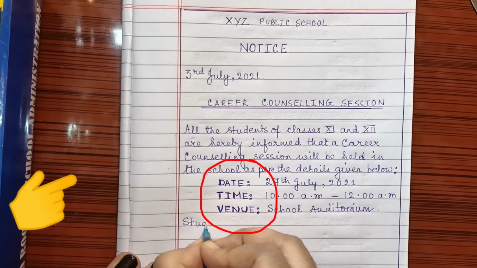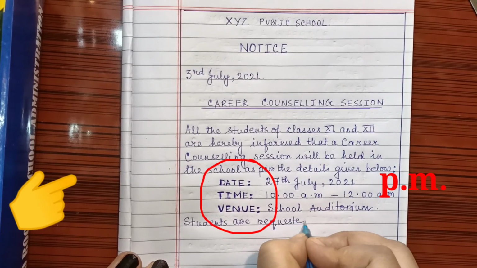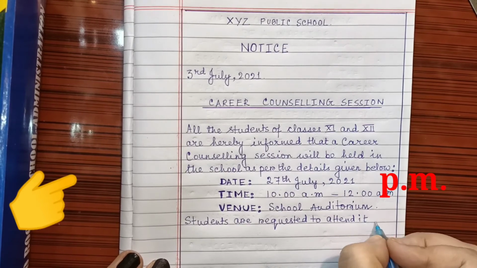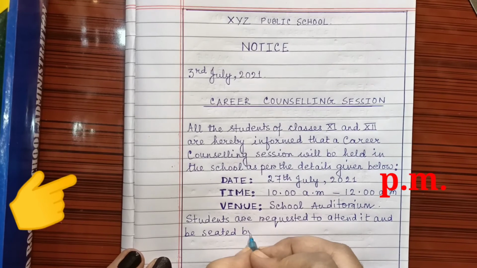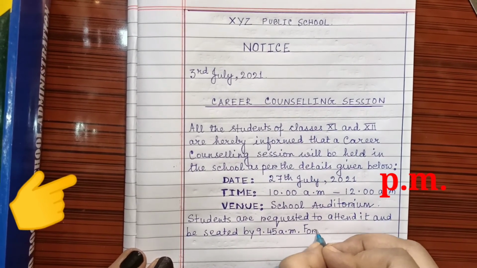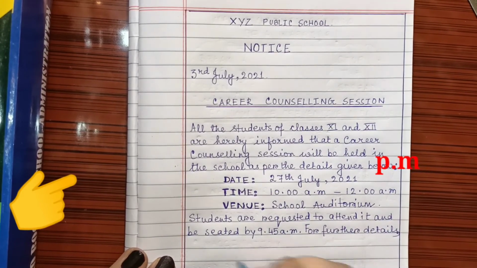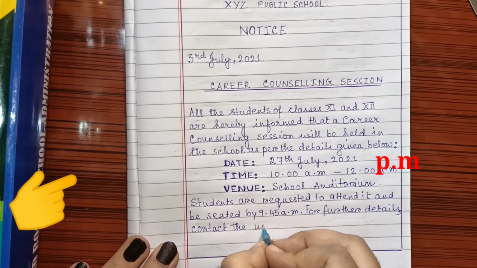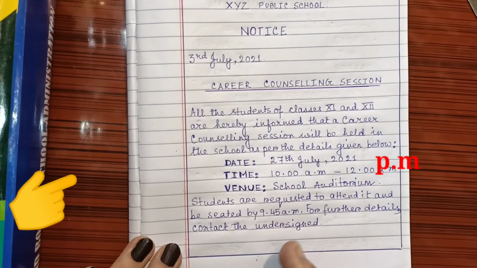And then you will also write, students are requested to attend it. Specific instructions related to the topic. Students are requested to attend it and be seated by 9:45 a.m. Specific, clear instructions. And you will conclude by writing, for further details, contact. Contact whom? Contact the undersigned. Sign as Anit or Anita.